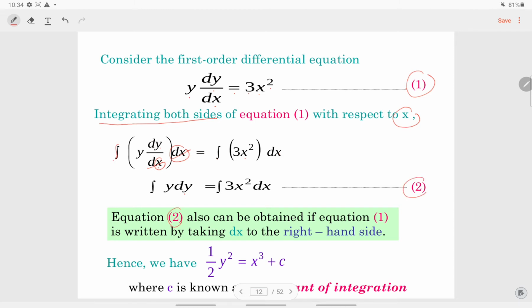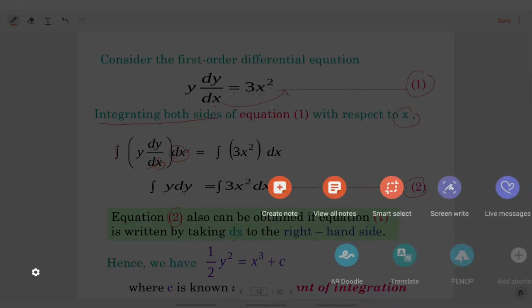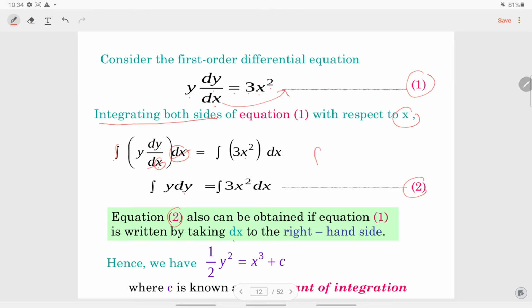This equation 2 also can be obtained if equation 1 is written by taking the dx to the right hand side. Meaning that here we just go up to the right hand side. So integrate y dy equal to integrate 3x squared dx. Hence we integrate y, we will get 1 over 2 y squared equal to x cubed plus c, because integrating 3x squared, we will get x cubed plus c.